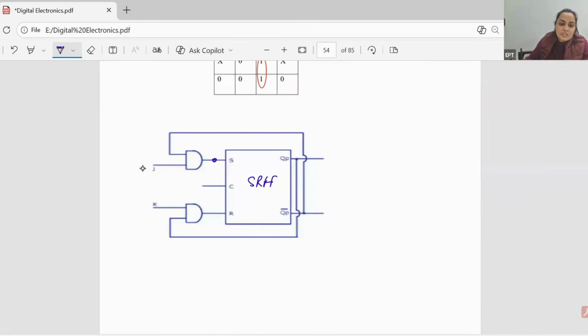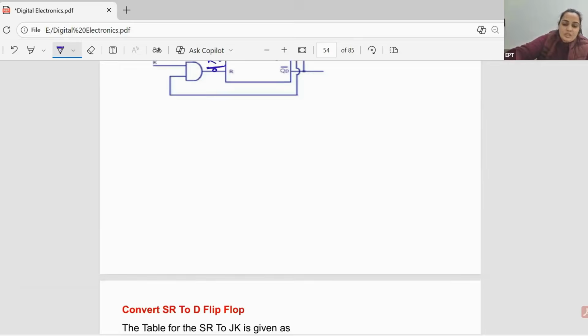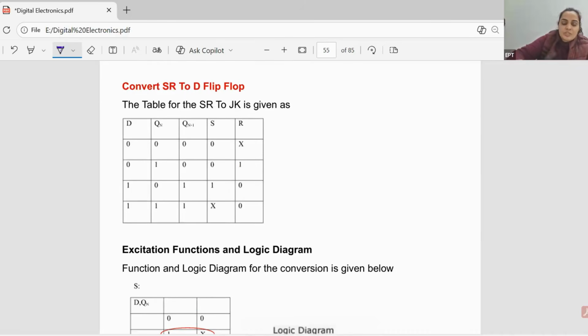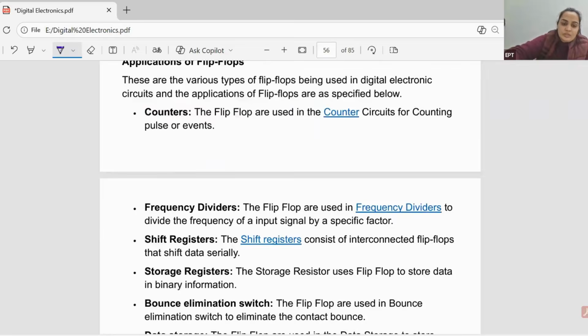So this S is nothing but J into Qn bar, and this R is nothing but K into this Q, right? This is it. It's very easy. Just you must remember this thing only. Okay. Similarly, you can do this thing.